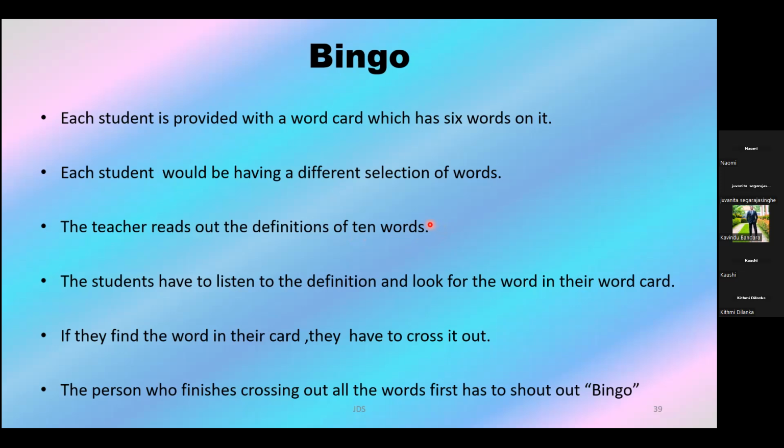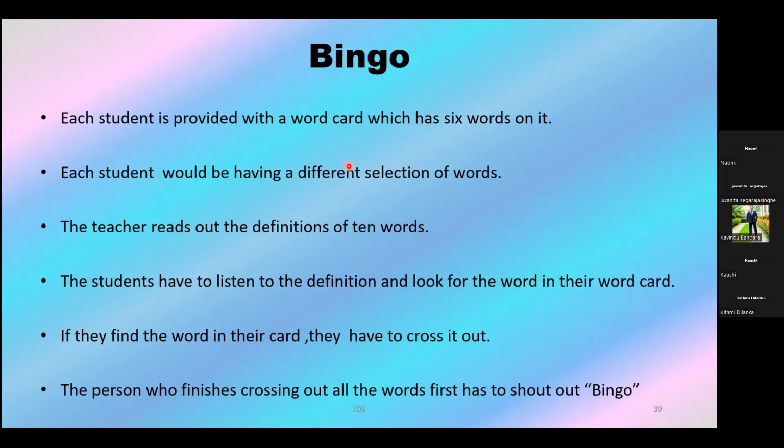Now, if you are having 40 words, out of the 40, pick and choose any 10 words and get ready with the definition of those 10 words. Learners won't know for which word you are having the definition. You are going to read out the definition. Teacher reads out the definition of any 10 words. The students have to listen to the definition and look for the word in their word card.